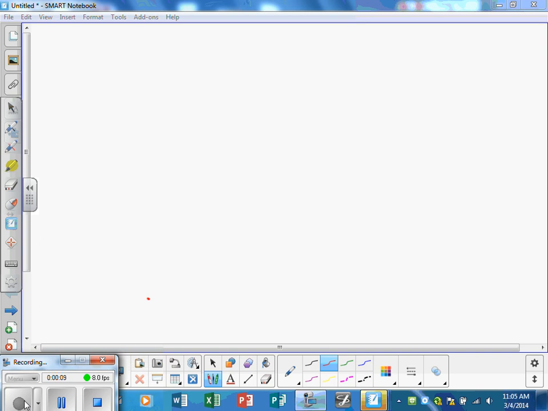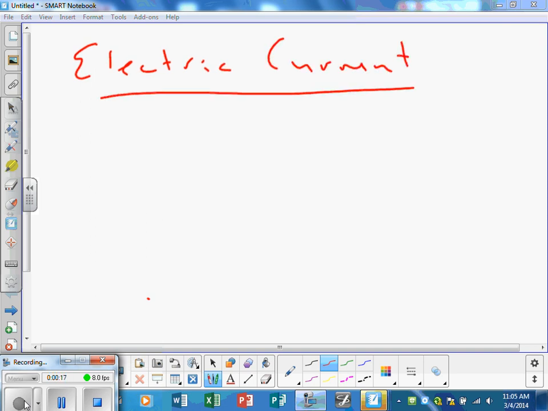Today we're talking about electric current. Before, we talked about static electricity. Now we're talking about current electricity, which means it's moving. So, electric current. Well, the first thing is a battery.